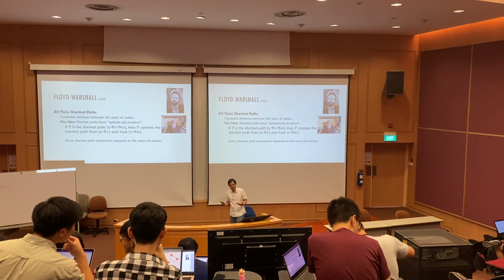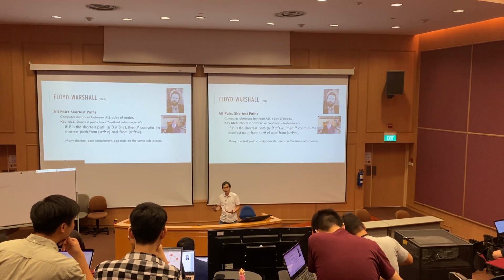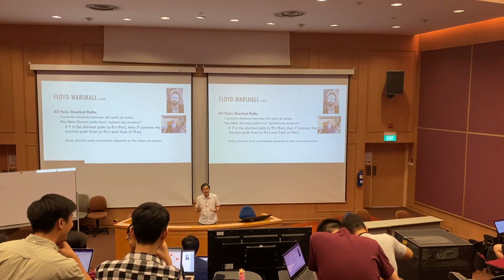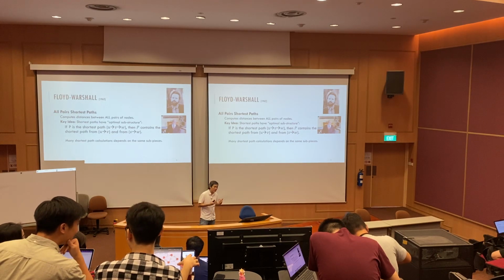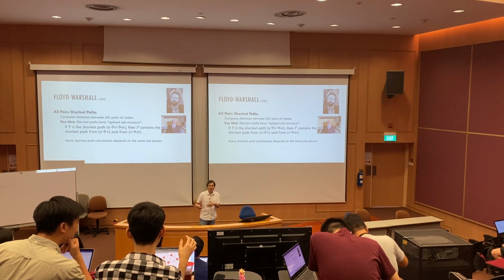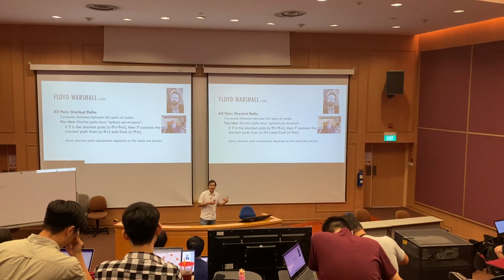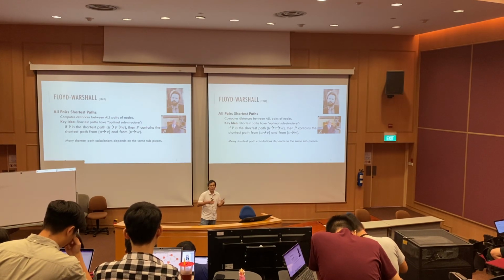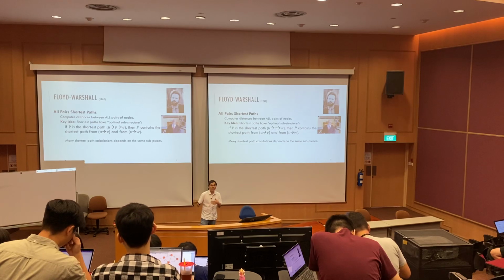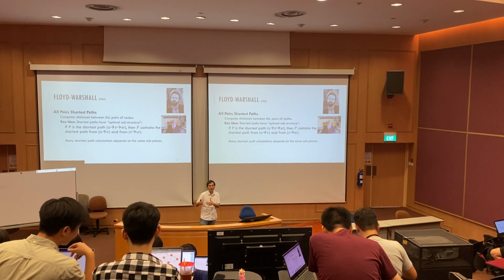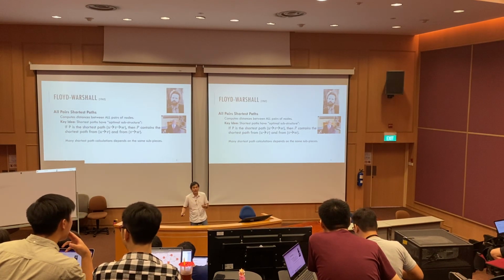What is the idea behind the Floyd-Warshall algorithm? The key idea is that shortest paths have optimal substructure. We've seen this before actually. If P is the shortest path, let's say from U to V to W, then P contains the shortest path from U to V and then from V to W. Alright, we've seen this before.